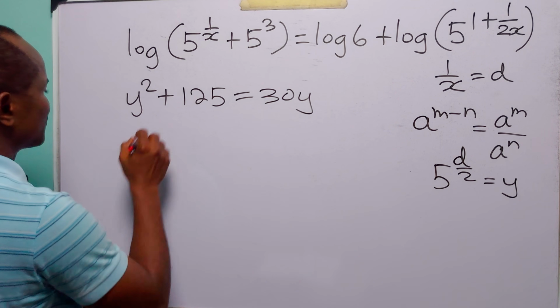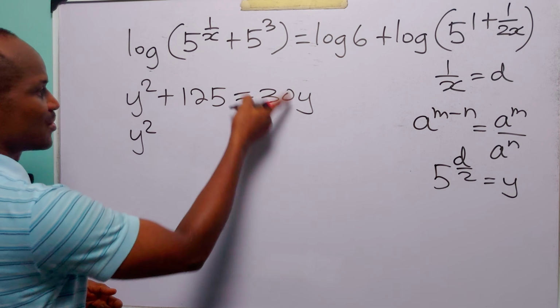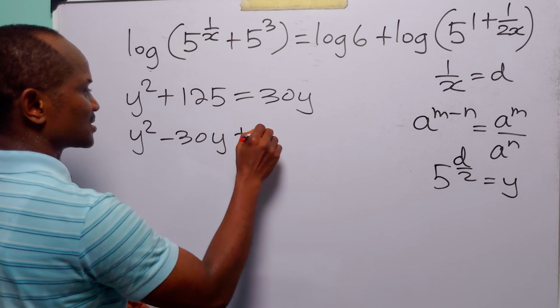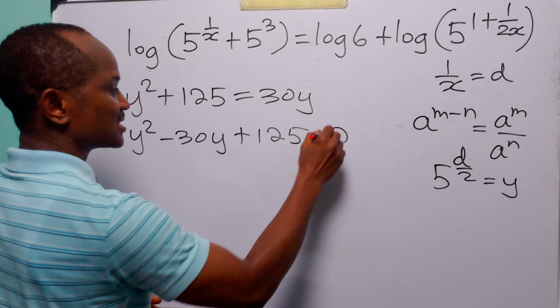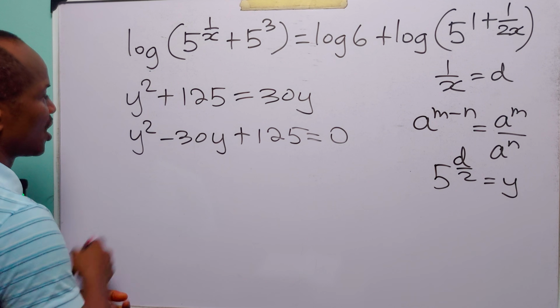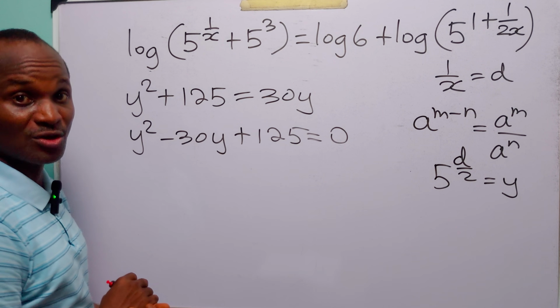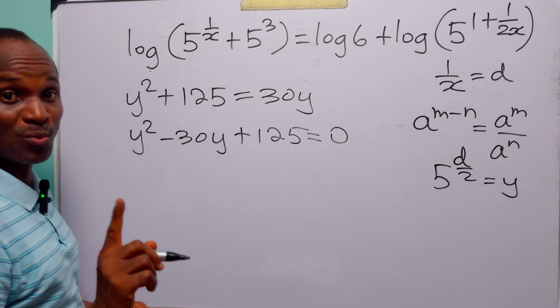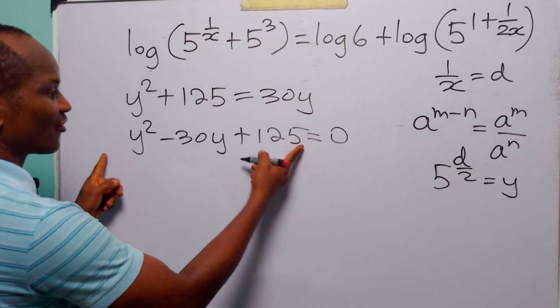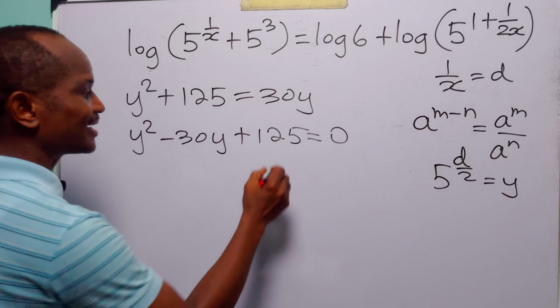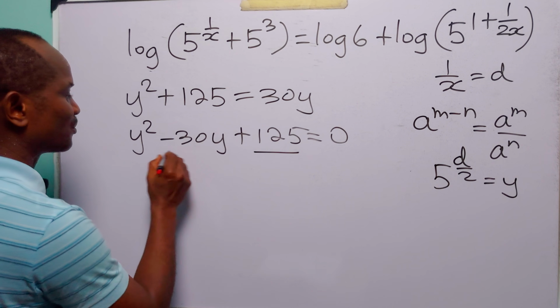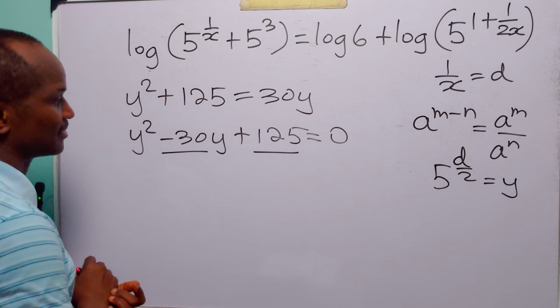Now, rearranging this equation, we have y squared minus 30y plus 125 is equal to 0. We can solve this quadratic equation by factorization. Since the coefficient of y squared is 1, all we have to do to factorize the left-hand side is to find the factors of 125 that add up to minus 30.